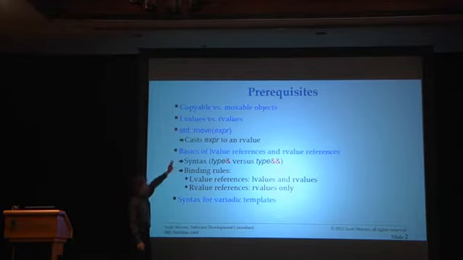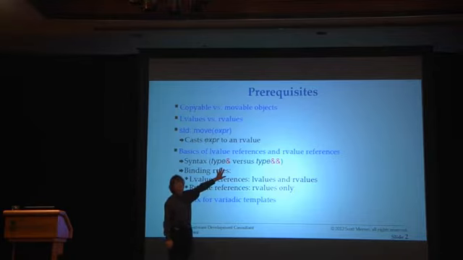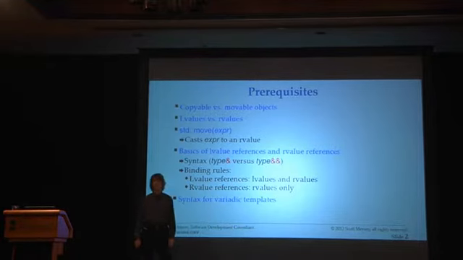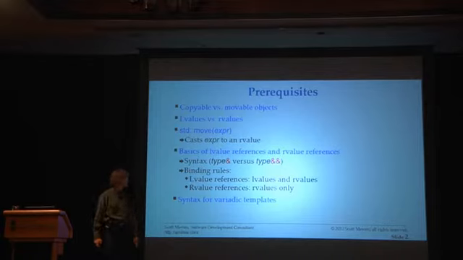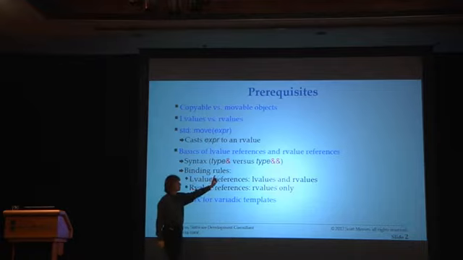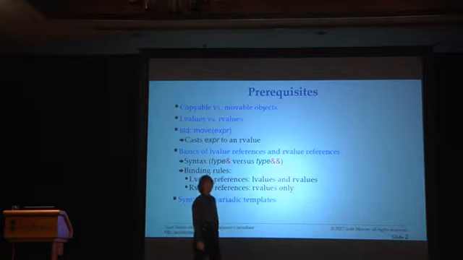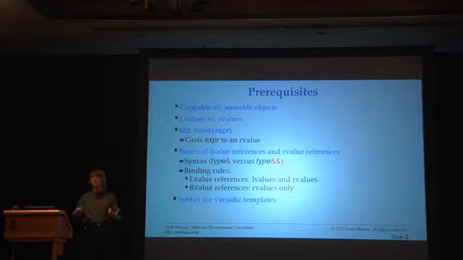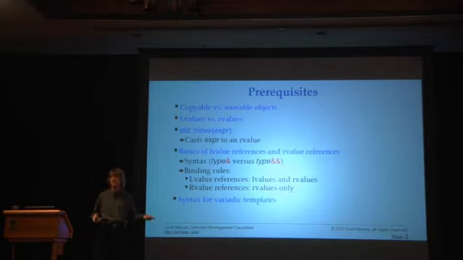You need to know the basics of L value references and R value references. I assume you know that one ampersand means L value reference, two ampersands, for purposes of this slide, means R value reference. There are some binding rules. If you have an L value reference, you can bind an L value to it. You can also bind an R value to it if it's a reference to const. And R value references, you can only bind R values. And although it's not germane to this particular talk, in a couple of the examples, I'm going to be using the syntax for variadic templates. So you don't have to know anything about variadic templates, but you should at least recognize the syntax when I show it to you. So that's the plan.